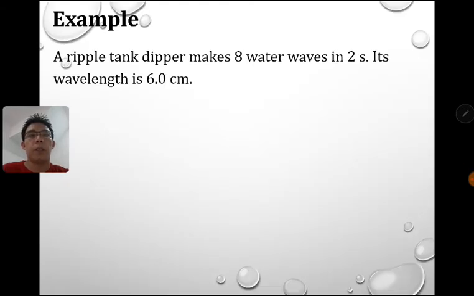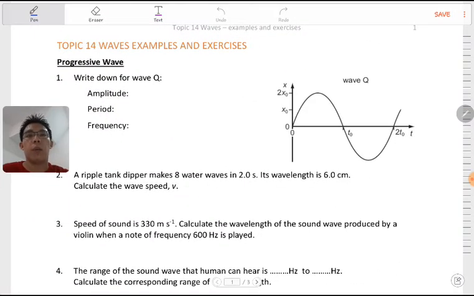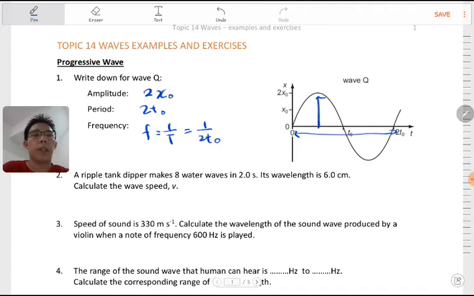So we are going to use the PDF, not this one. First question here: write down for wave Q the amplitude. So very easily, wave Q would be 2 x naught, because that's the maximum height that it reaches. The period will be 2t naught. The frequency, very simple, will be equal to 1 over the period, which is 1 over 2t naught. Because we don't have numbers, we just put in those quantities.